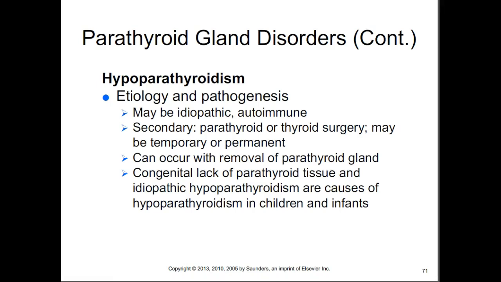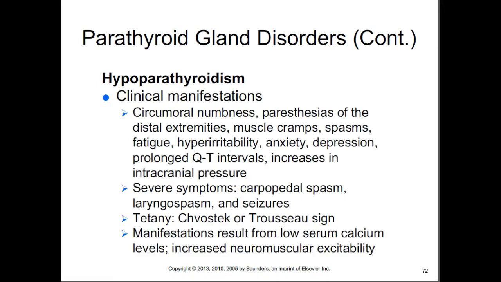Congenital lack of parathyroid tissue and idiopathic hypoparathyroidism are causes for hypoparathyroidism in children and infants. Symptoms include paresthesias or circumoral numbness in the distal extremities. You have muscle cramping, spasms, fatigue, hyperirritability, anxiety, depression, prolonged QT intervals, and increases in intracranial pressure. With severe symptoms, you might see carpopedal spasms. You'd have to look it up to see what it looks like, but the fingers are pulled in and basically they can't undo that. It's sort of like a cramp. Laryngospasm and seizures, and that could be really bad.